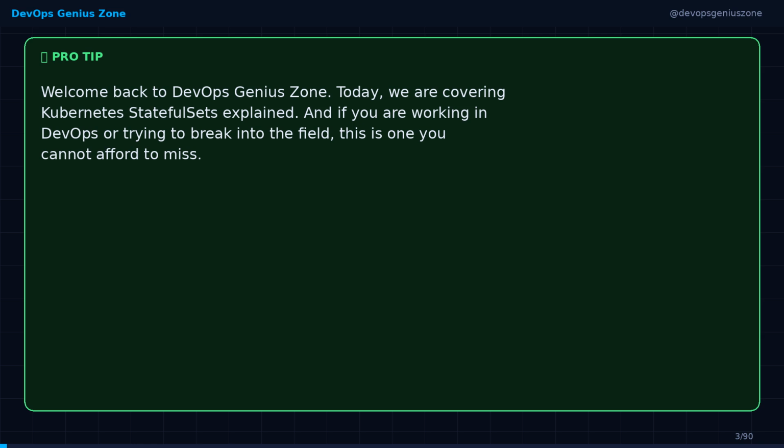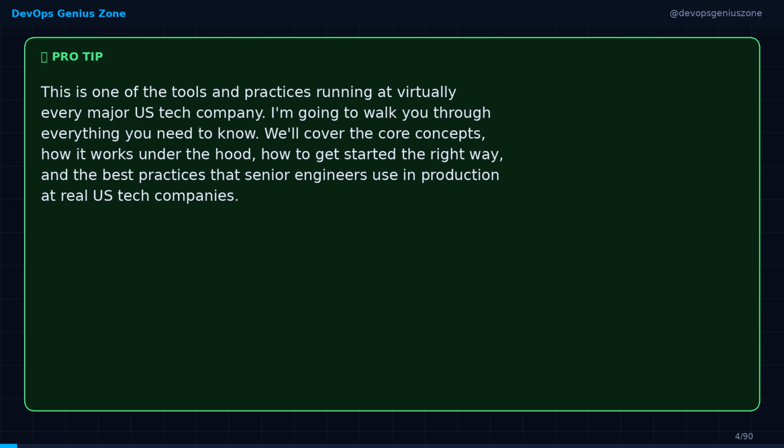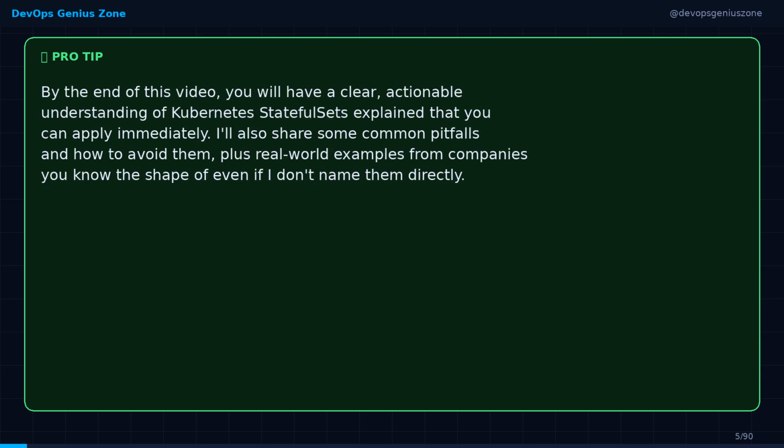We'll cover the core concepts, how it works under the hood, how to get started the right way, and the best practices that senior engineers use in production at real US tech companies. By the end of this video, you will have a clear, actionable understanding of Kubernetes StatefulSets explained that you can apply immediately. I'll also share some common pitfalls and how to avoid them, plus real-world examples from companies you know the shape of even if I don't name them directly.